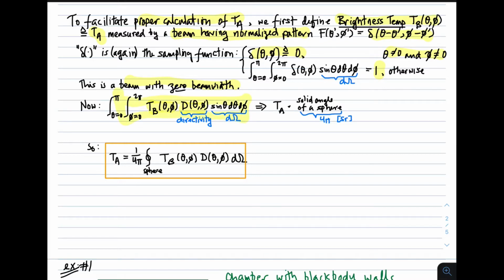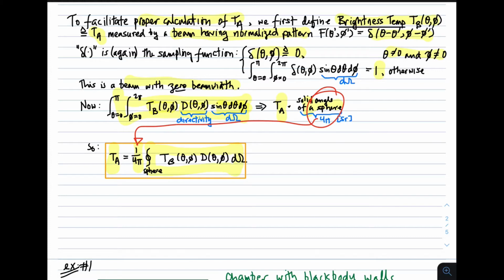That's going to be theta 0 to pi, phi 0 to 2 pi, times a unit element of solid angle, which is sine theta d theta d phi. Well, what we know we're going to get for this particular antenna that we've defined that has this magically narrow beam is the antenna temperature times the solid angle of a sphere, which is 4 pi steradians. So we can divide through by 4 pi steradians, and we get that the antenna temperature is equal to 1 over 4 pi, which comes from here, times this integration over a sphere of the product of the brightness temperature and the directivity.